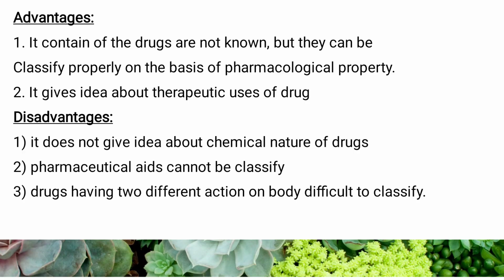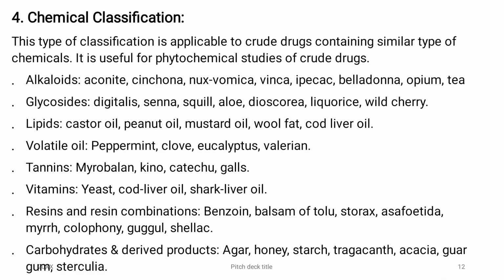Advantages: the chemical constituents of the drugs may not be known, but they can be classified properly on the basis of pharmacological properties. Second, it gives an idea about the therapeutic uses of drugs. Disadvantages: it does not give an idea about the chemical nature of the drug. Pharmaceutical aids cannot be classified. And the last disadvantage is that drugs having two different actions on the body are difficult to classify.